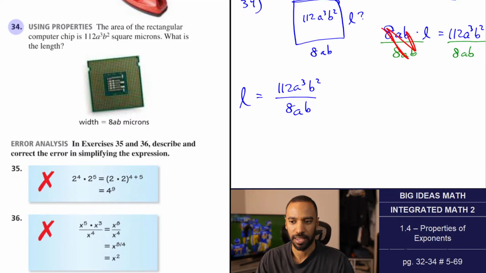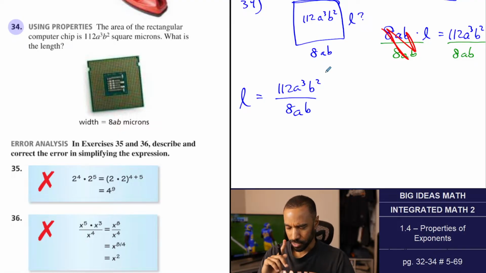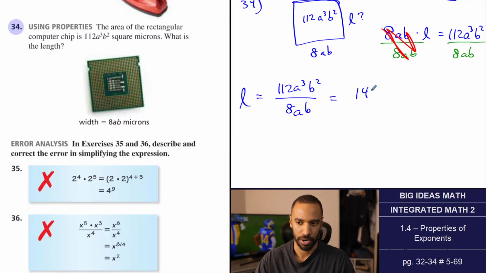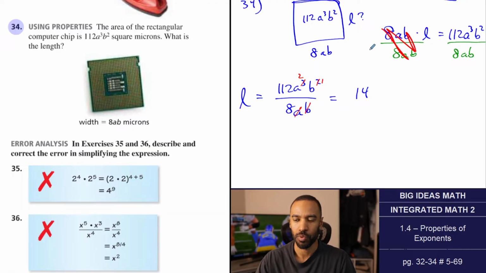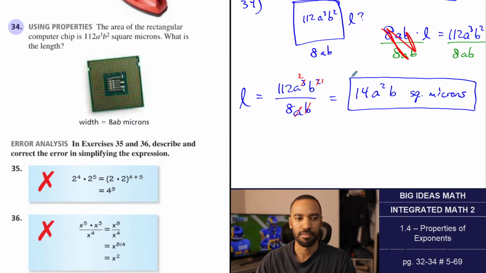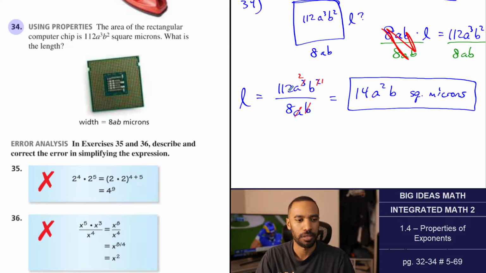Our goal is to now simplify what's here. 112 over 8. I don't see that often, but let's see. I think it's 14. 8 times 14 is 112. So you're left with 14 in the numerator. A cubed over A, that A is gone, and A is gone from here. You're left with 2 of them. This B is gone. You're left with just 1 B here. So you're left with 14 a squared b square microns. This is the length of the rectangular computer chip, as we divided area by width.